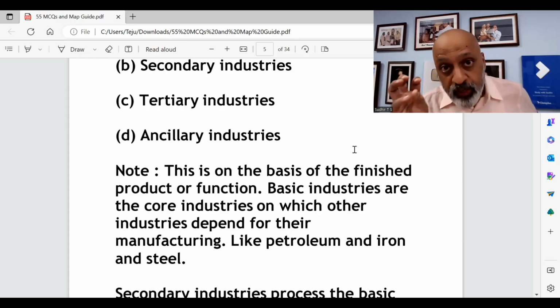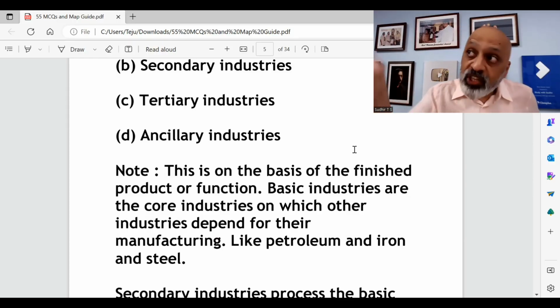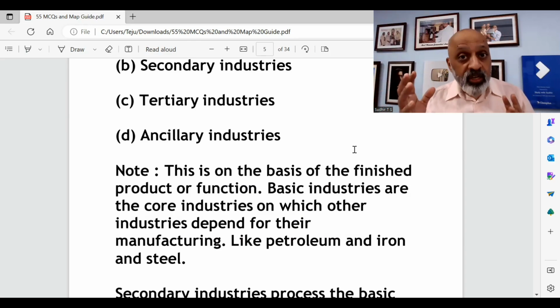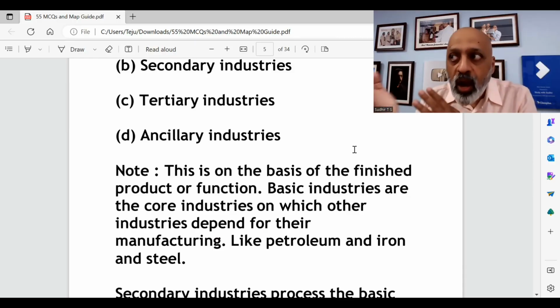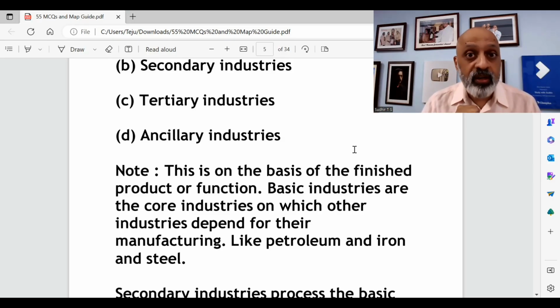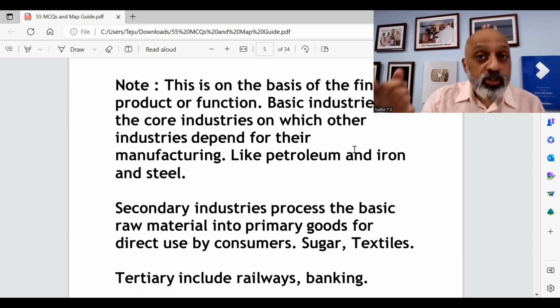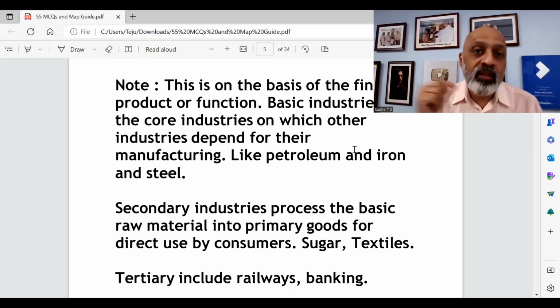On the basis of the finished product or function, basic industries kya hote hain? They are the core industries on which other industries depend for their manufacturing. Iron and steel industry hua, petroleum industry hua, because unless you have iron and steel industry, how will you make the railway lines, the bridges, right? The construction, real estate industry all depends on the iron and steel industry. So these are the basic industries. What are secondary industries? They process the basic material, raw material, into primary goods for direct use by the consumers.